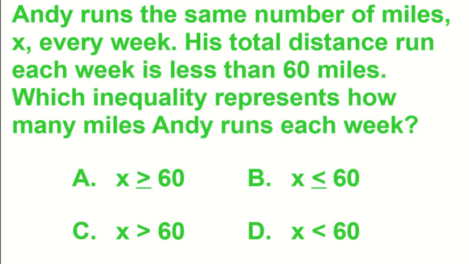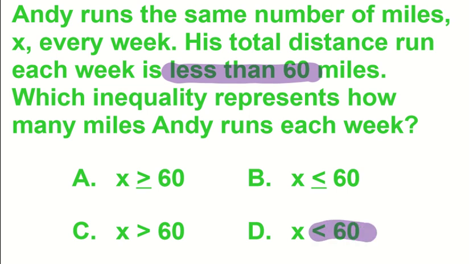Inequality, we got Andy running the same number of miles every week. His total distance run each week is less than 60 miles. Which inequality represents how many miles Andy runs each week? Adrian? D is correct. This one should be pretty easy. All you have to do is look for what inequality you use. This one says less than 60, so we need the inequality that is less than 60.